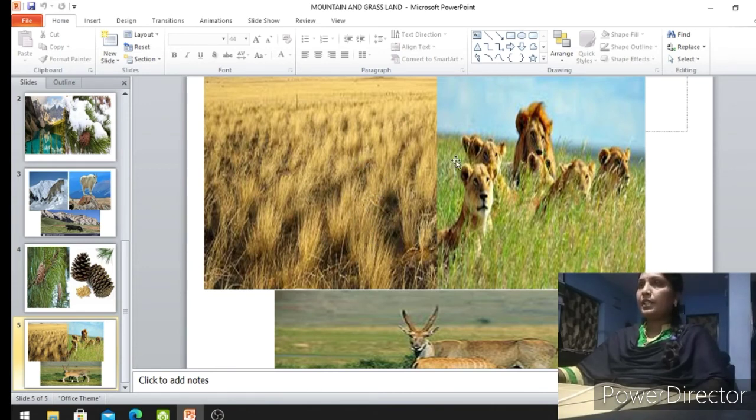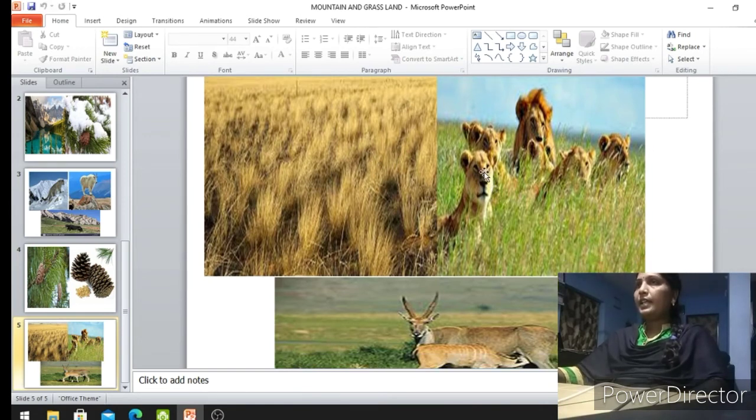The grass color is also like a brown color, yellowish color, light yellowish. In the same way, the lion's body color is also. Because of this, it's blending with the surroundings. And it has front eyes. Look at the lion face. It has front eyes because these eyes are helping them to look at, to focus on their prey.